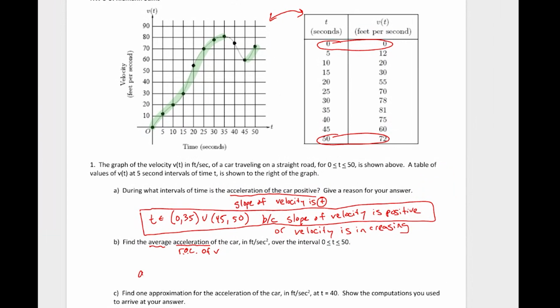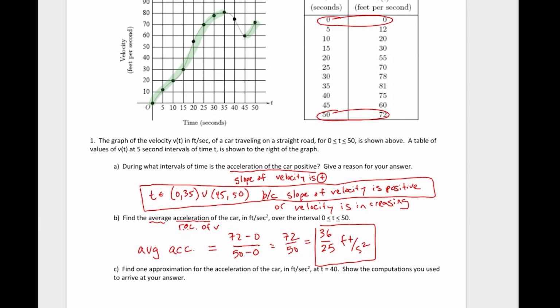So yeah, the average acceleration is going to equal 72 minus 0 over 50 minus 0. That's going to be in feet per second squared. So we're just going to get 72 over 50, and that's going to reduce to, what would that be? 36 over 25, and that'll be in feet per second squared.